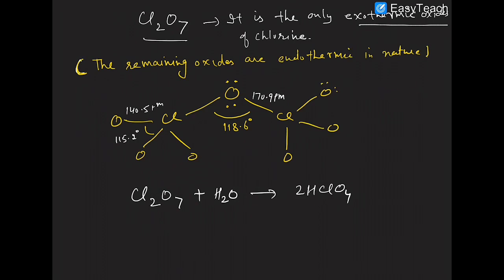Next is very important. Cl2O7 is the only exothermic oxide of chlorine. The remaining oxides are endothermic in nature. And here you see the bond angle, that is 118.56. When Cl2O7 is hydrolyzed, it will give you only one acid, that is perchloric acid. So it is also a pure anhydride. Why is it a pure anhydride? Because it gives only one type of acid. Are you sure about that? What is that acid called? Perchloric acid.